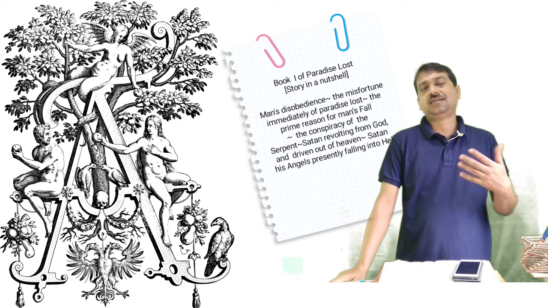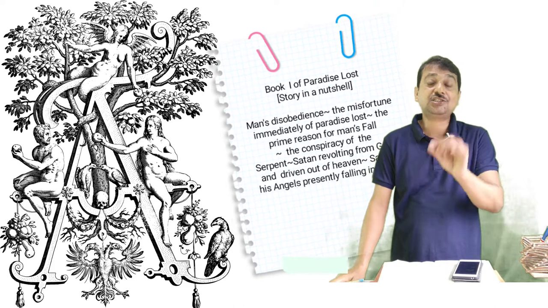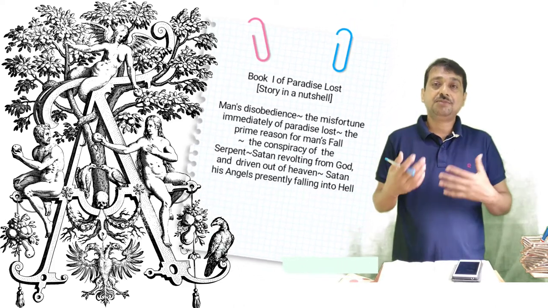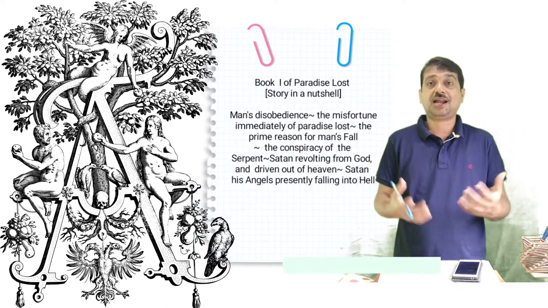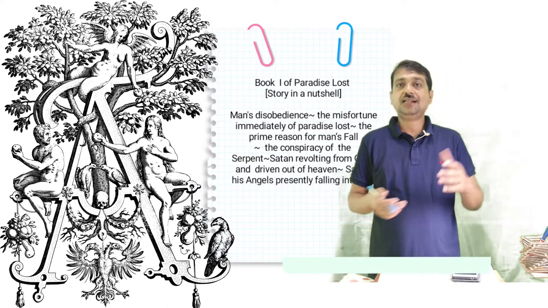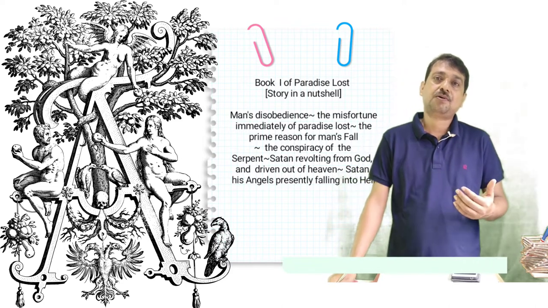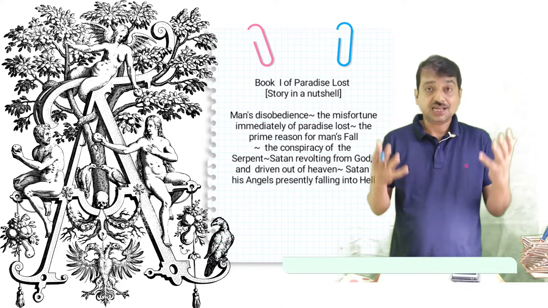The first book of Paradise Lost proposes, in a nutshell, the entire subject. What is the subject? Man's disobedience and the misfortune that immediately followed, losing the paradise where man was residing. Then the story goes on to the prime reason for man's fall. It was the conspiracy of the serpent.